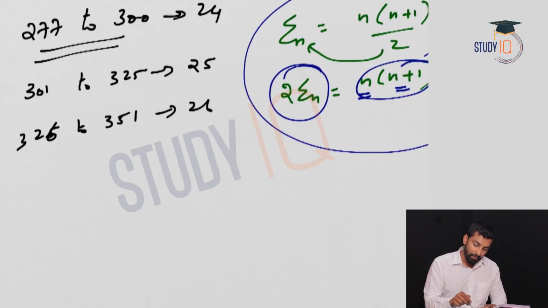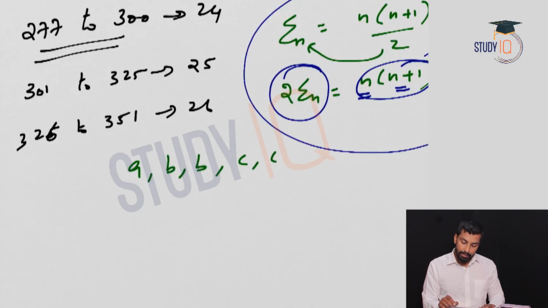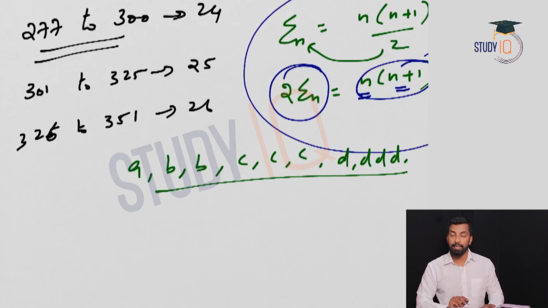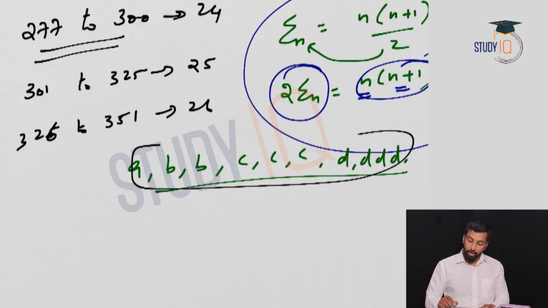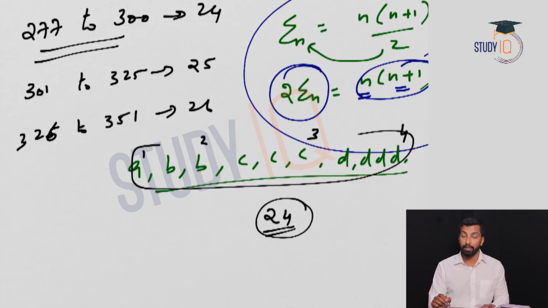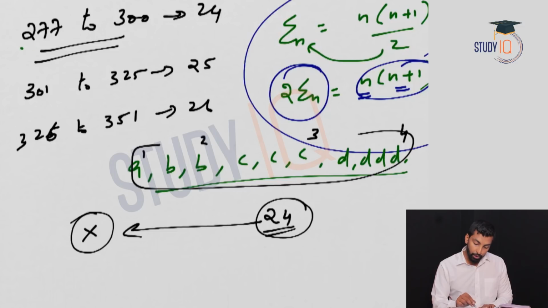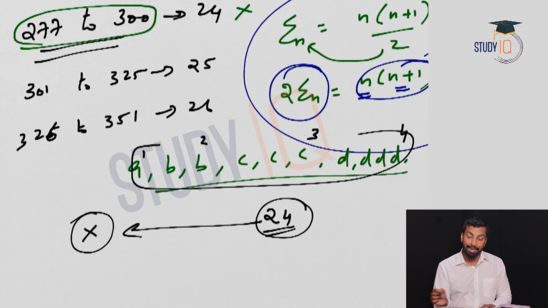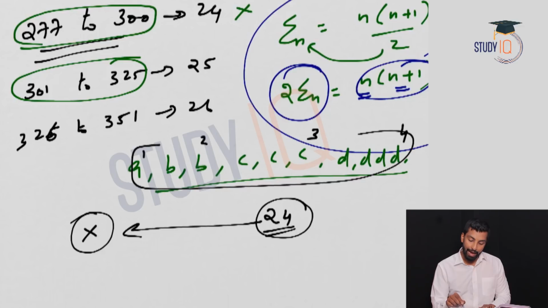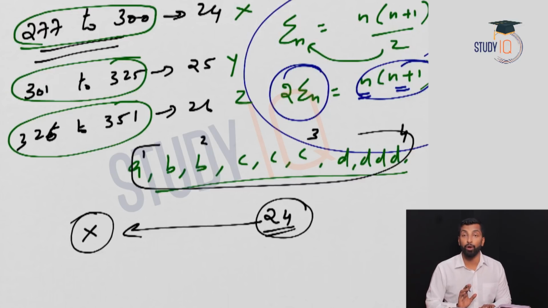Now let me give you the previous question which I have discussed. Instead of 1, 2, 3, I put A, B, B, C, C, C, D, D, D, D, etc. The answer is the same. If it was a number, you got 24 as the answer. Now, instead of 1 it is A, instead of 2 it is B, instead of 3 it is C, instead of 4 it is D. So instead of 24, what will be the answer? X. So for 277 to 300, the answer is X. For 301 to 325, the answer is Y. For 326 to 351, the answer is Z. I hope this is clear for all of you.